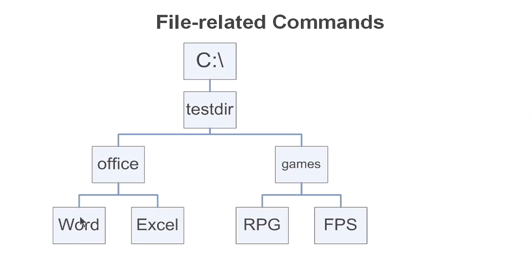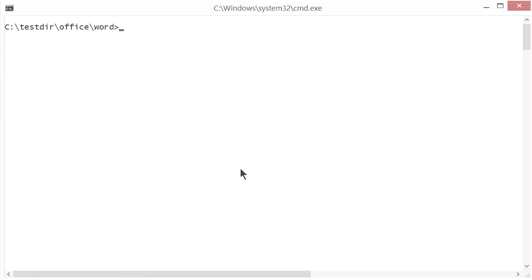Or we could do it right from our location. So let's show both of those now. First, I'm going to move over to the FPS directory. We're going to do that with the cd /testdir/games/fps. Press enter, and that drops us in the FPS directory.